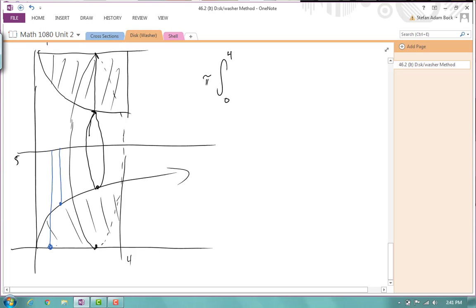But this outside radius is y equals 0 away from 5. So I actually have a distance of 5 minus 0. That's for every slice. So that's a big circle, minus the smaller circle with the inner radius, which is 5 minus the square root of x, squared. And again, to evaluate this, all I really need to do is multiply everything out, and I'll just need to use the power rule for this problem.